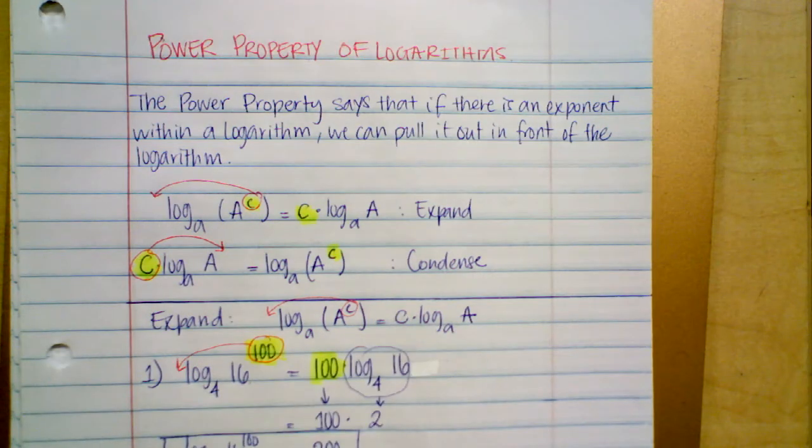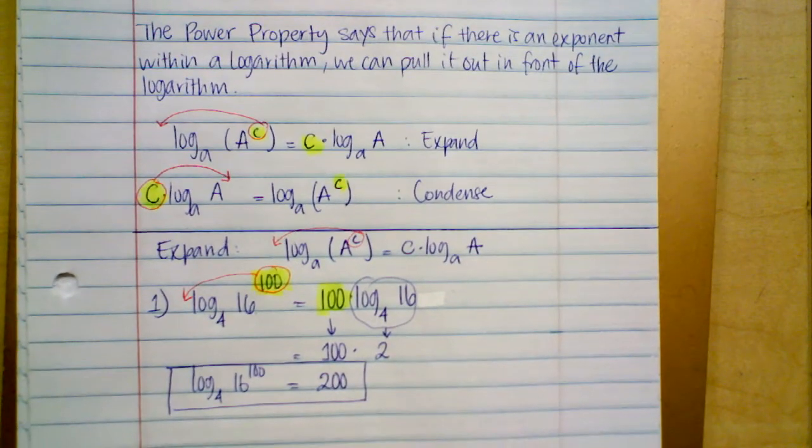Okay, so I use the power property of logs. I took the exponent of 100 and put it as a factor in front of the log. Then I evaluate log base 4 of 16. Remember, log is the exponent you give to the base. What exponent would you give to the base 4 so that the answer is 16? The only exponent that will make 4 become 16 is 2. So now you bring down the factor 100, you times it by 2, you get 200.